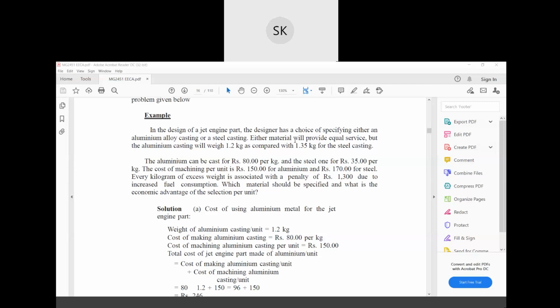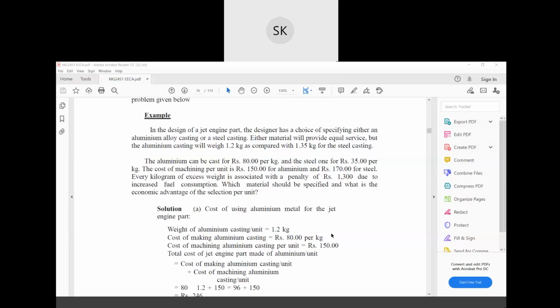Either material will provide equal service, but the aluminum casting will weigh 1.2 kg as compared with 1.35 kg for the steel casting. Have you understood this part? You have two options, aluminum alloy casting or steel casting. Both will give equal service, but the weight will differ. Aluminum will weigh 1.2 kg, and steel will weigh 1.35 kg.